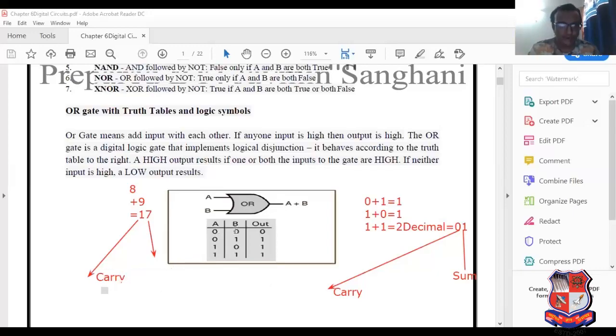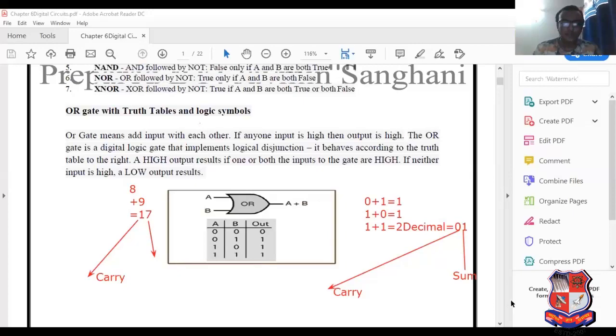So here it will be 0 plus 0 equal to 0, 0 plus 1 equal to 1, 1 plus 0 equal to 1, and 1 plus 1 equal to 1. That's why we get this, the truth table of the OR gate. So it is the fundamental concept.